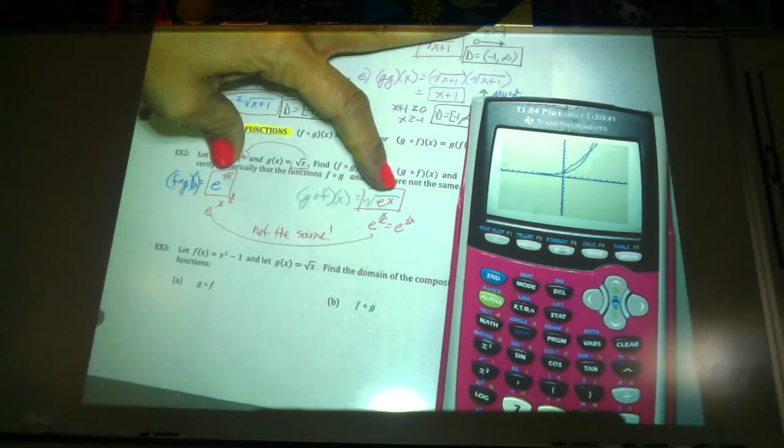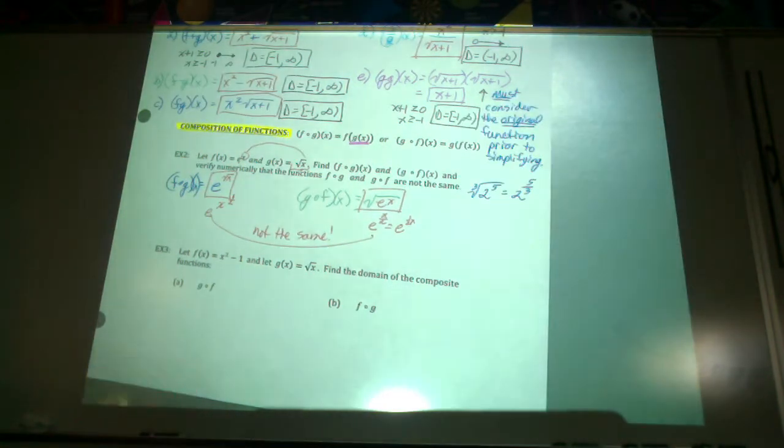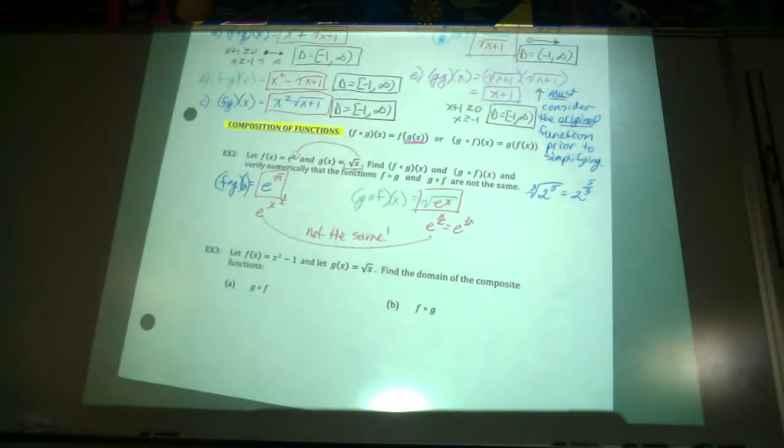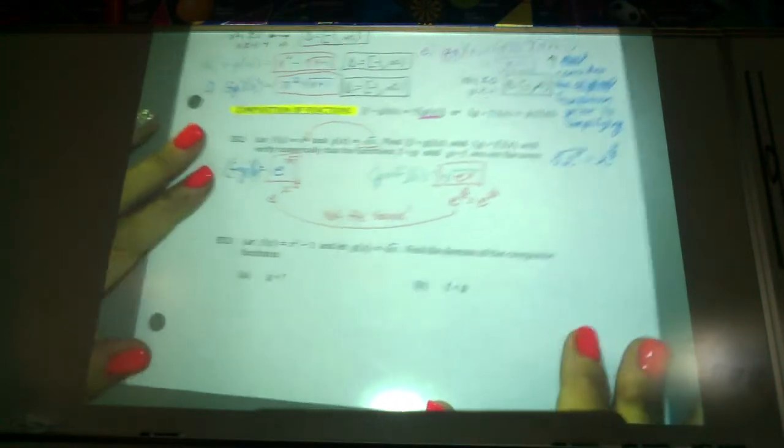You can write yourself a note on there that you could also prove it graphically and show that the graphs are not identical. There'll be a time where this would be important to know if they're the same, and we'll get to that later. All right, so let's look at another one that doesn't have the e in it.